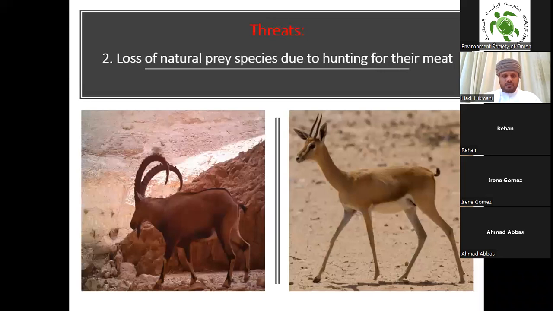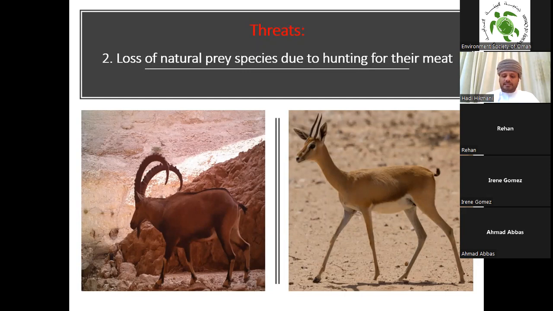Loss of natural prey species due to illegal hunting is also a threat to the Arabian leopard and its survival in the mountains. The loss of ibex and gazelles will force the leopard to rely more on livestock for food, and that will increase the risk of leopards being killed by local people. Also, the Arabian leopard's prey base is very small, so losing any one of these prey species will put the leopard at great risk.